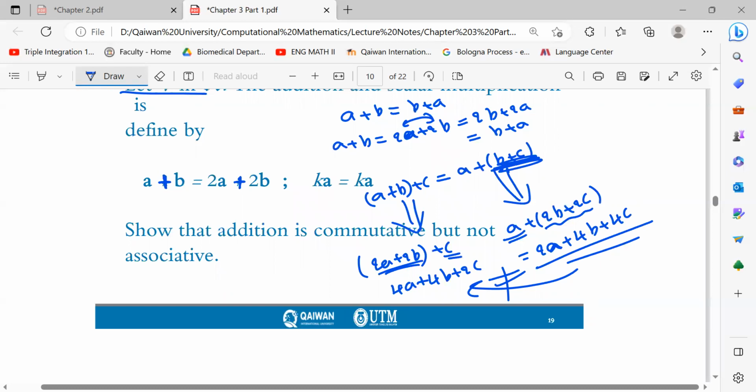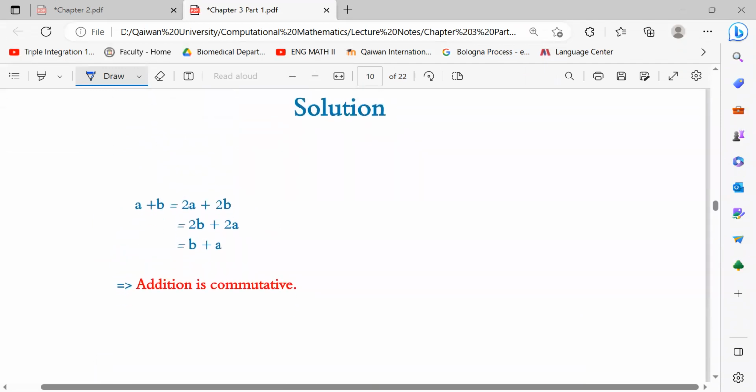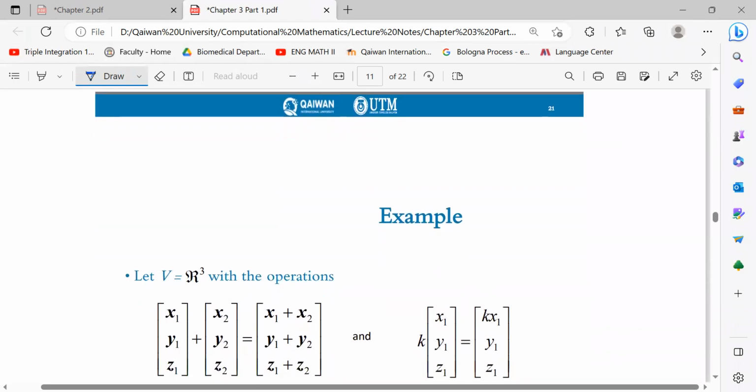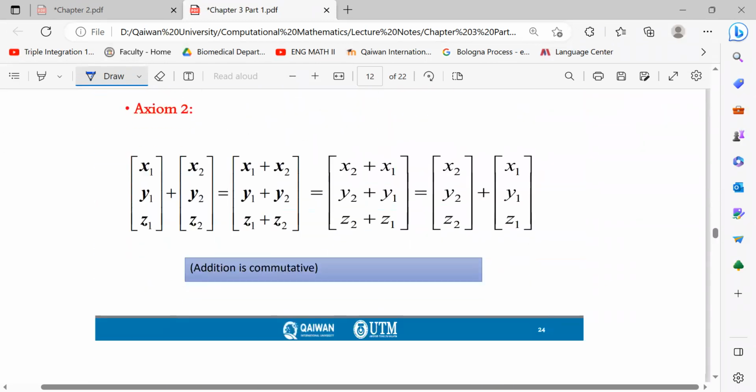This axiom is associativity of addition. You should know the axioms and even their names. This is for commutativity of addition, and this is for associativity. Let me check.